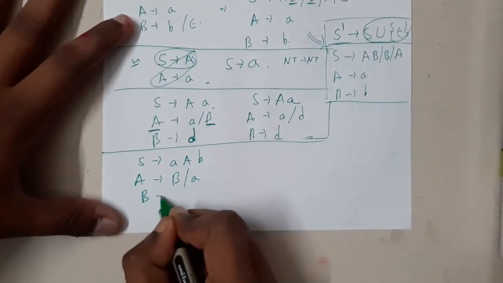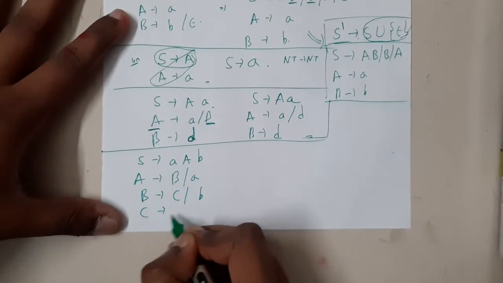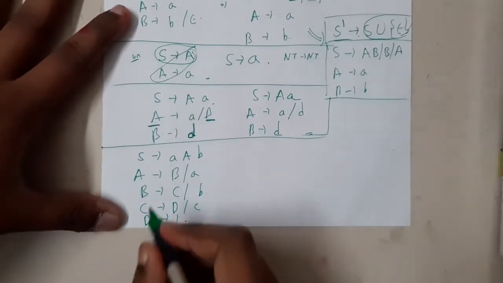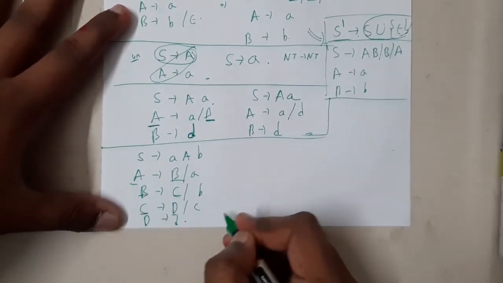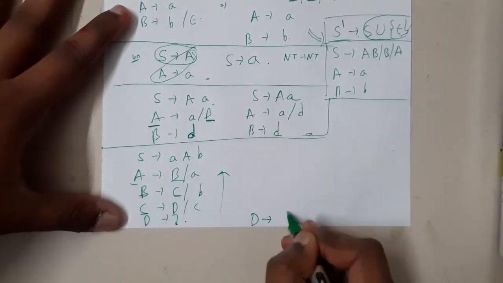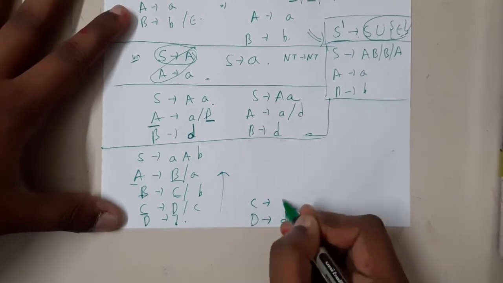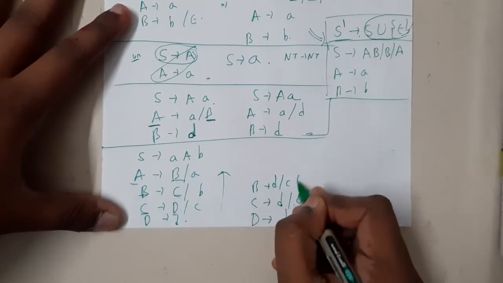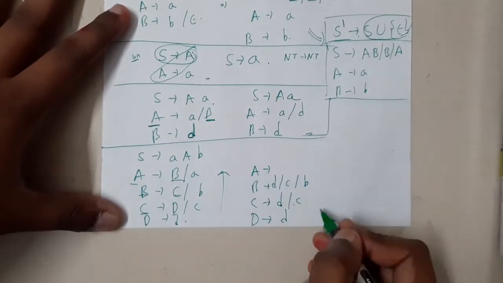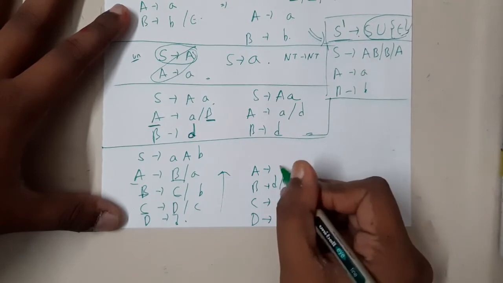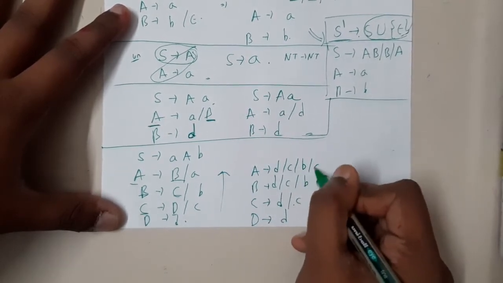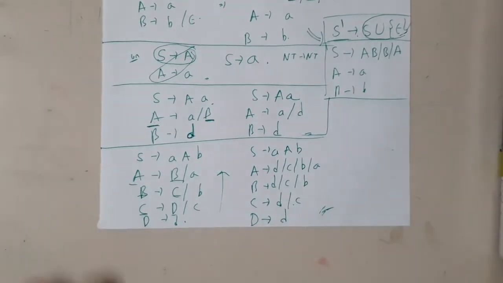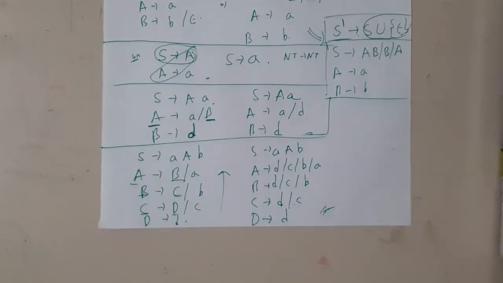B slash A, B implies C slash B, C implies D slash C, D implies D. Now if you observe here, there are multiple of these productions, right? So let us start solving it from the bottom. D to B. From C I can go to D or C. From B I can go to D or C or B. From A I can go to, everything can come here, right? So it might be D, C, B, A. From S I can go to A, B. Got it? So this is the final result. In this way we are going to remove the unit productions, guys.